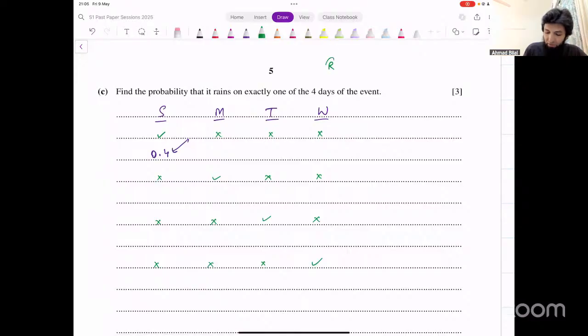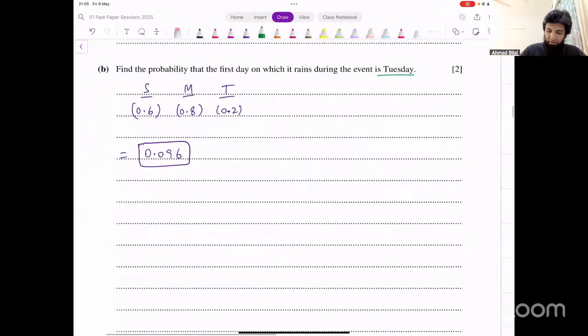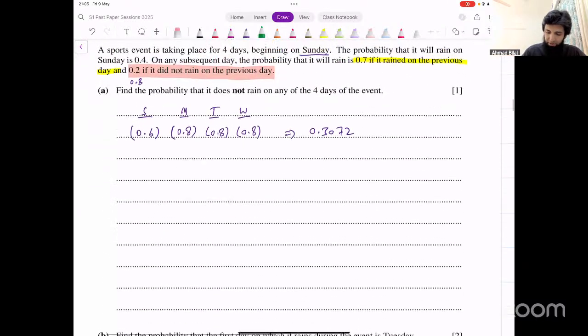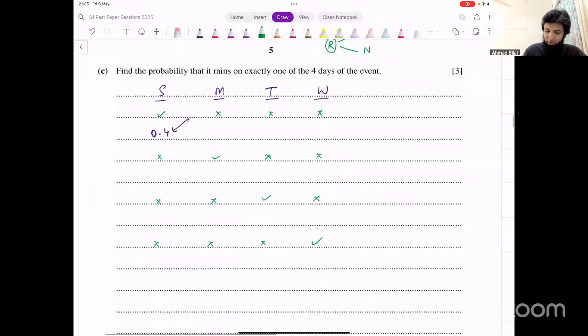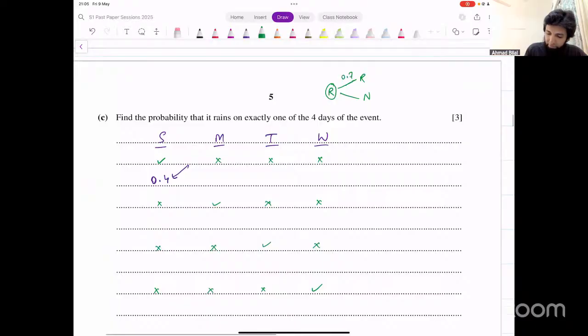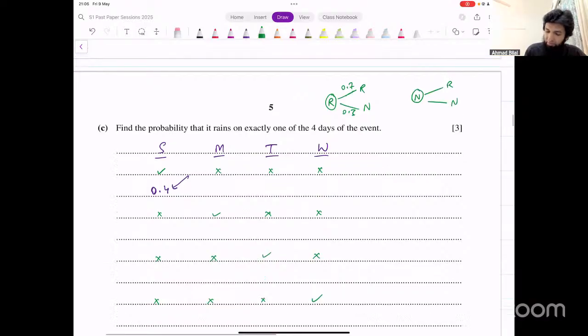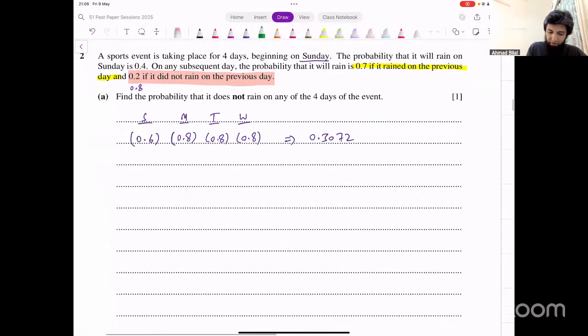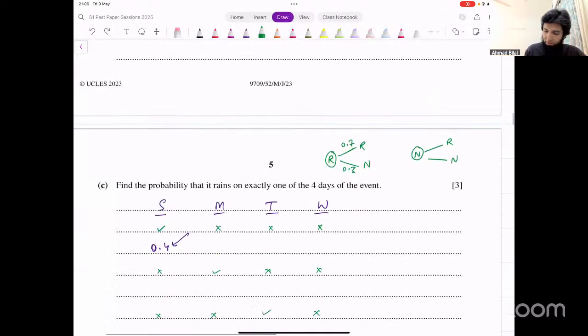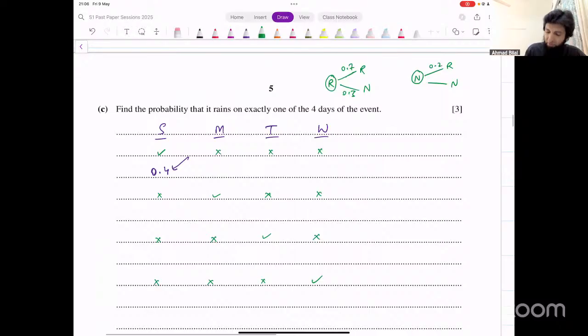If it rained on one day, the next day, the probabilities are 0.7 and 0.3. If it did not rain on one day, the next day, the probability of raining is just 0.2. So the next probabilities would be 0.2 and 0.8. Okay, let's just refer to this now.